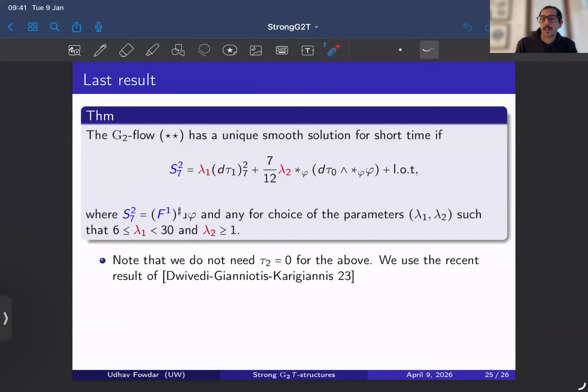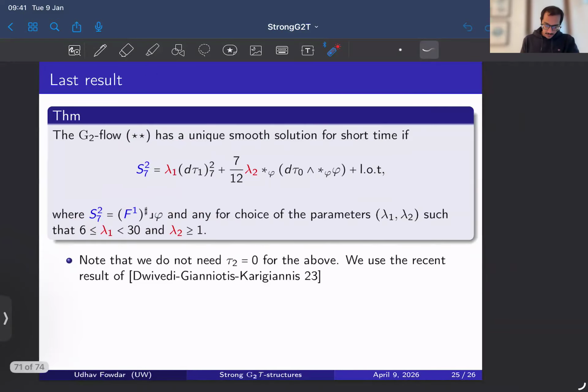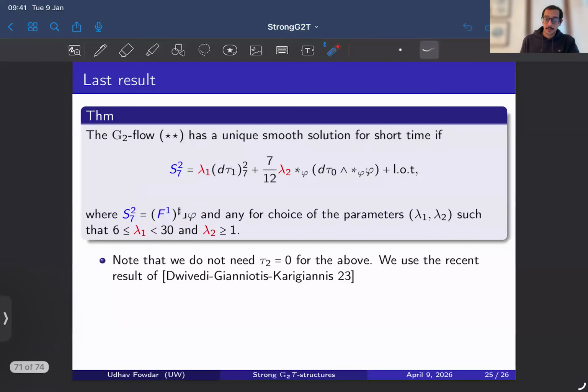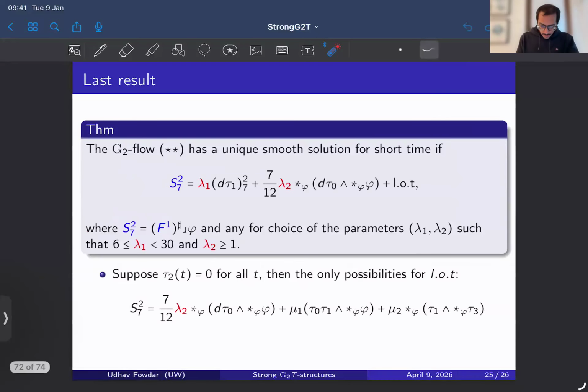Okay, this flow will always have short-time existence for this constant here. And the nice thing is that we do not typically need the obstruction to be zero for this. This flow will always work whether the obstruction term vanishes or not. And in fact, you can prove that if the obstruction term vanishes, then there are very few possibilities for the choice of this one form here. This isometric term has to be quite limited if that torsion form here is zero.